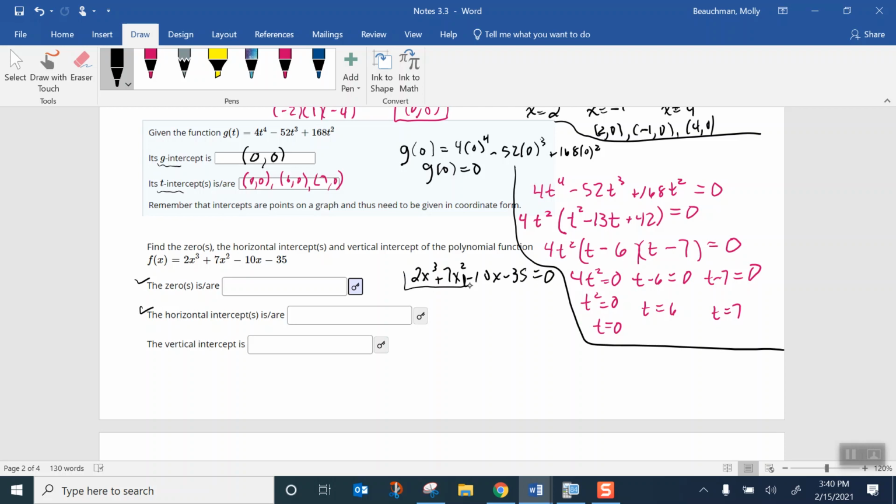Group together the first two terms, 2x to the third plus 7x squared, and factor out the common factor. x squared is common to both, so I factor out an x squared. I'm left with 2x plus 7. Group together the next two. My goal is to get a factor of 2x plus 7 here as well. Is it possible? Yep, 5 is common to both, and if I take out a -5, I'll be left with 2x plus 7.